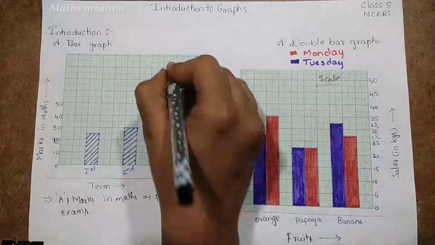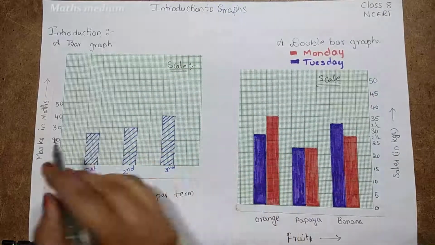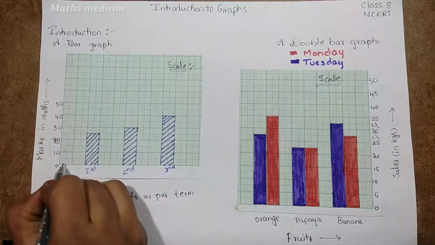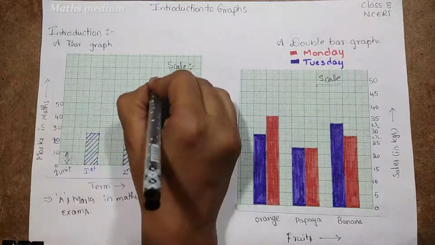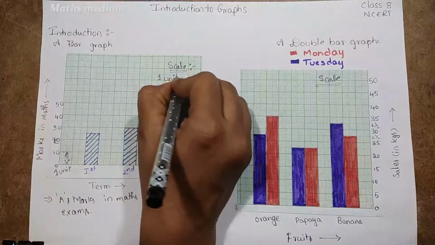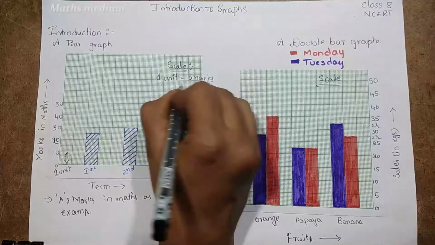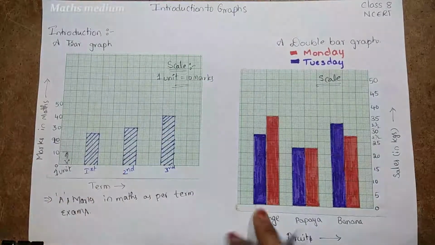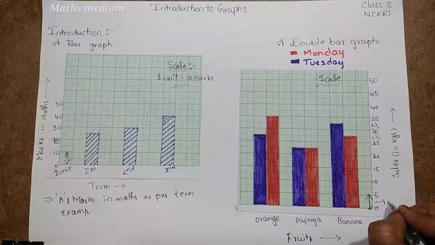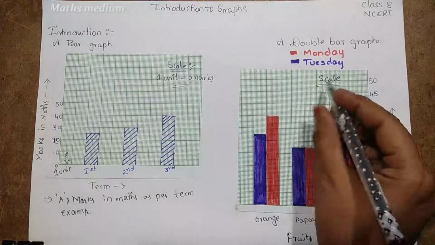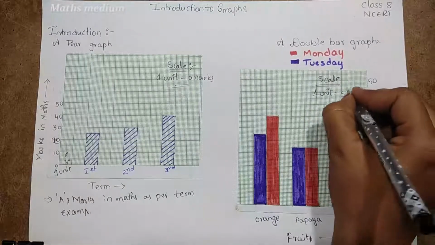Every bar graph and every double bar graph has to have a scale. This is called 1 unit. So here, 1 unit is equal to how many marks? 10 marks. So 10 marks is the scale of this bar graph. Similarly here, 0 to 5 is called 1 unit, right? So the scale is 1 unit equal to 5 kgs.